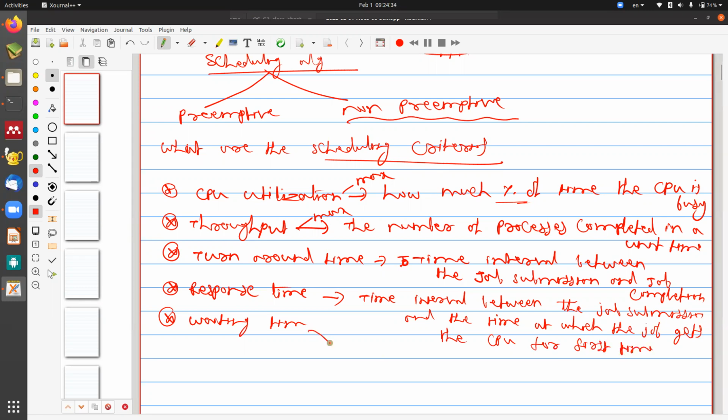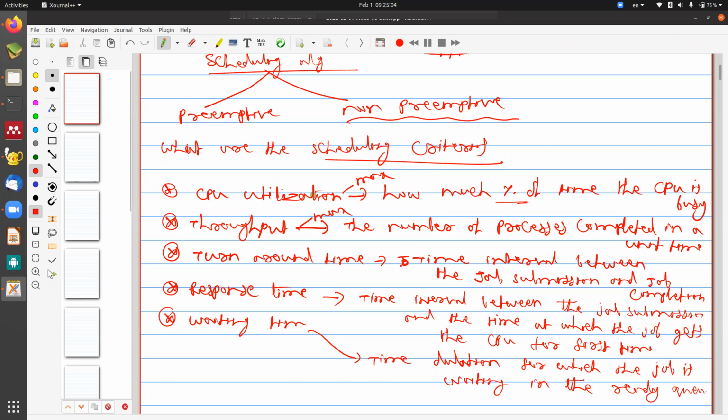Yes, the waiting time is basically the time duration for which the job is waiting in the ready queue. Okay, so what does it mean?